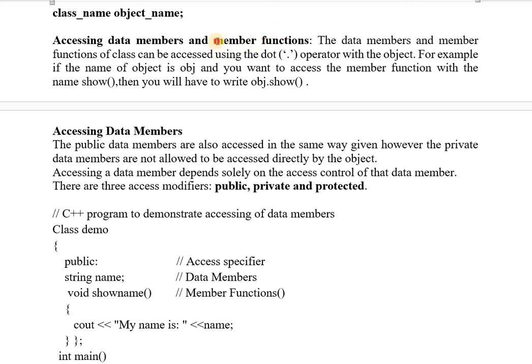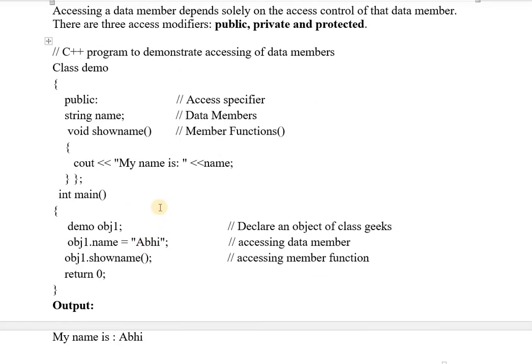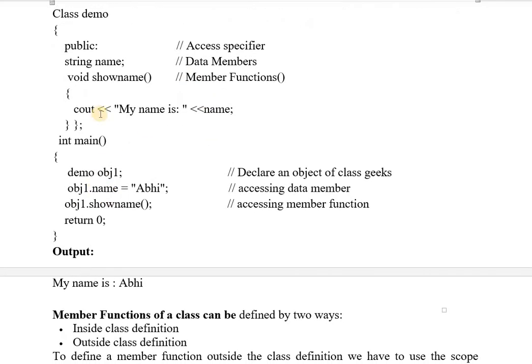When we are talking about member functions, these are part of the class. There will be two types of functions in the case of classes: member functions and non-member functions. Member functions are always part of the class, non-member functions are not part of the class. This example shows how we access data members with the help of an object. This is one variable, name, and this is the member function, show name.